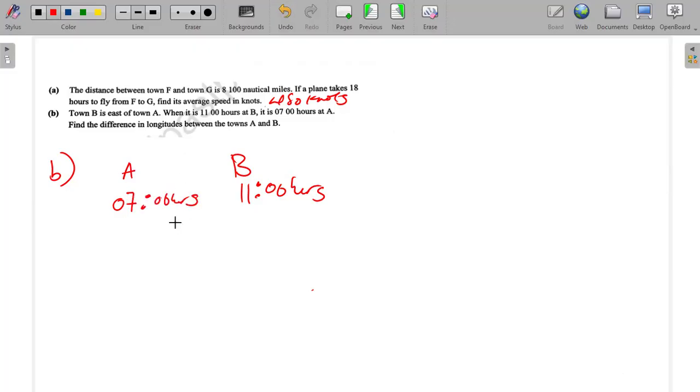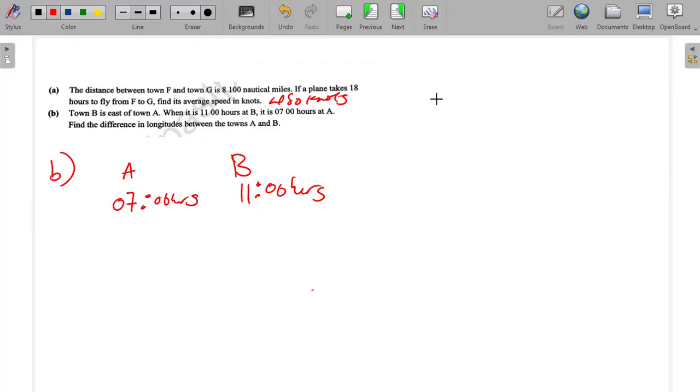These two people are checking the time at the same time. The one at town B is saying that the time is 11 hours. Then the one at town A is saying that the time is 7 hours, right? Then the question is: find the difference in longitudes between the towns, right? So between the towns.